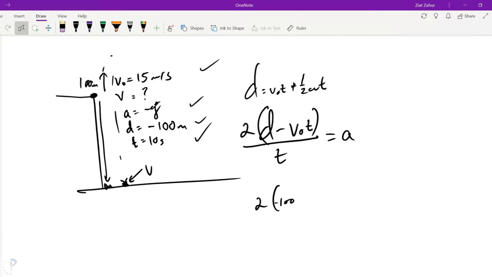My computer is dying. Let's plug it in. Yay. All right. Negative 100 minus 15 times 10, so 150, divided by 10. So that gives me negative 250 times 2 is 500 over 10 is 50. Wait, what? Really? That's a lot. Is that right?